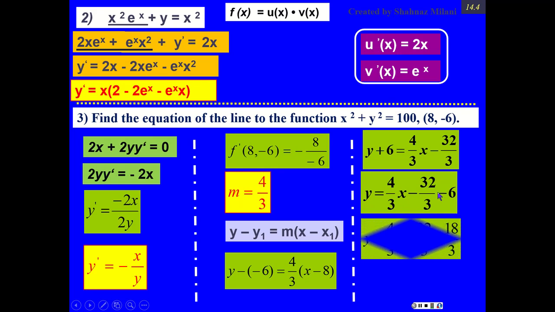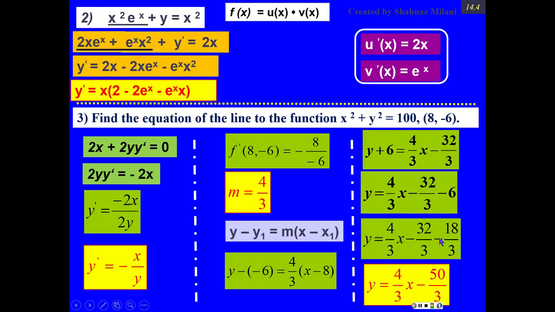Or you can just rewrite the 6 as 18 over 3. You have a common denominator, minus 32 minus 18 combined, which becomes minus 50 over 3. Again, you don't have to show me this step from here. You can just jump to this one.